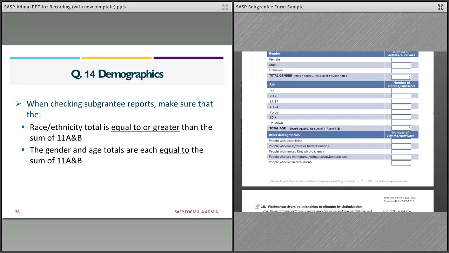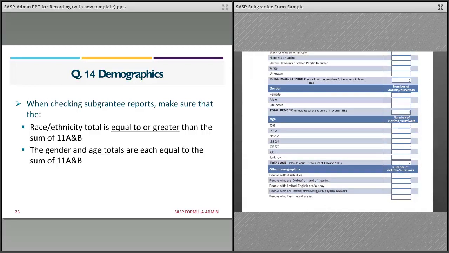For these other demographic categories, subgrantees will report the number of people with disabilities, people who are immigrants, refugees, asylum seekers, only to the extent that the subgrantees have learned of those specific demographic information through providing services. Subgrantees should not include questions about persons' disabilities or immigration status on any forms used to serve the victims or survivors as a means for collecting this information. It is not required information and does not have to be filled out if that information is not inherently already gathered.